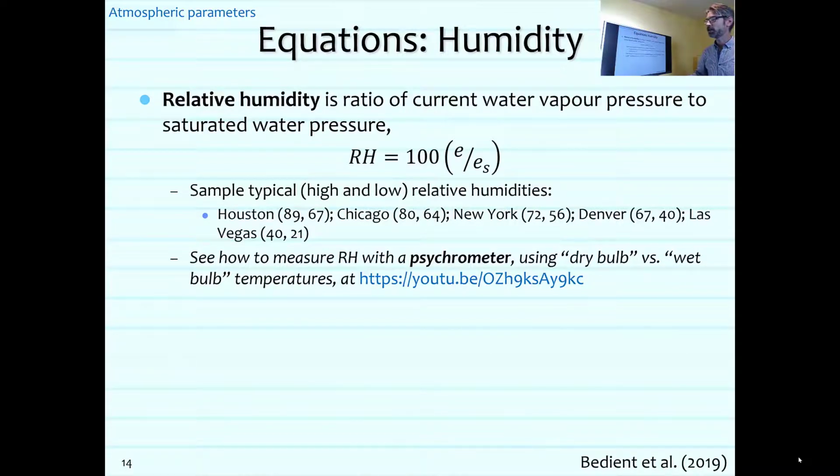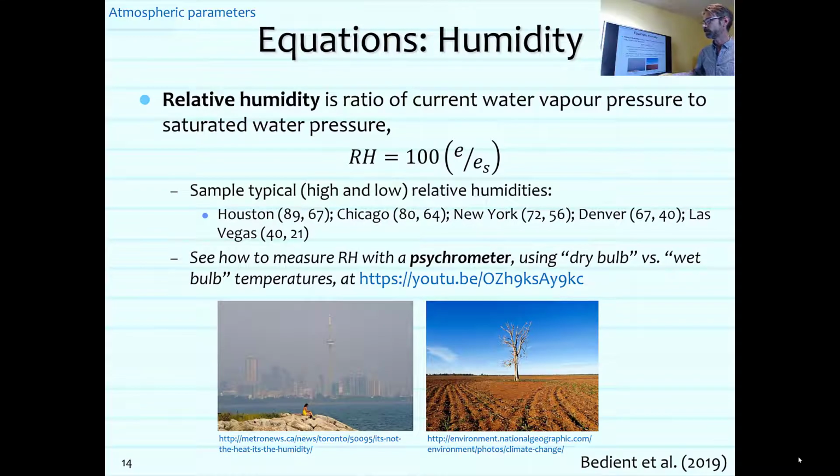If you're interested in how to measure the relative humidity with a fairly commonly used instrument, you can look up a psychrometer, and it uses what are called dry bulb and wet bulb temperatures. You may have heard of those as well from meteorologists, for example. You can look that up here at this YouTube address. And this is what a humid day looks like. This is what a very dry day looks like.